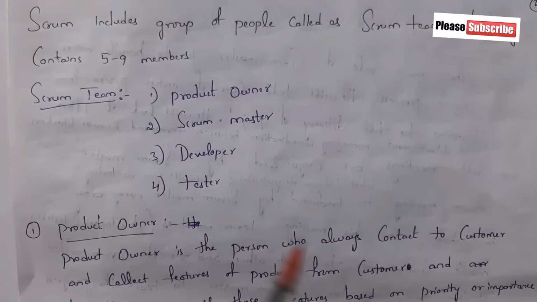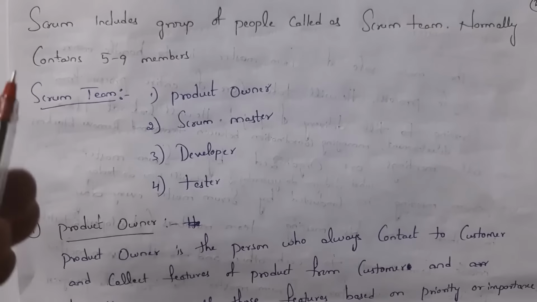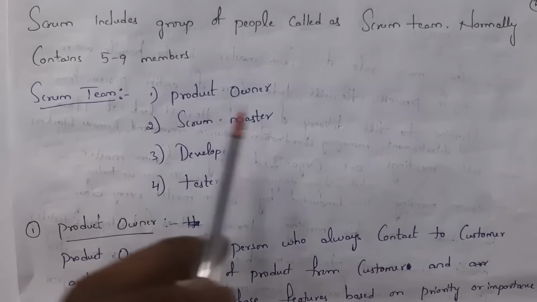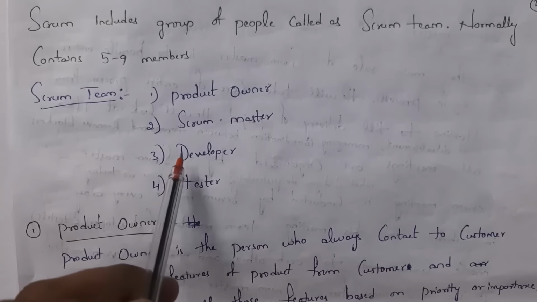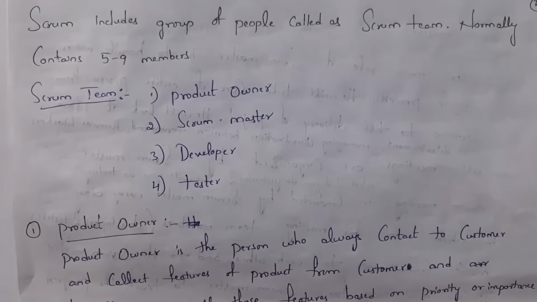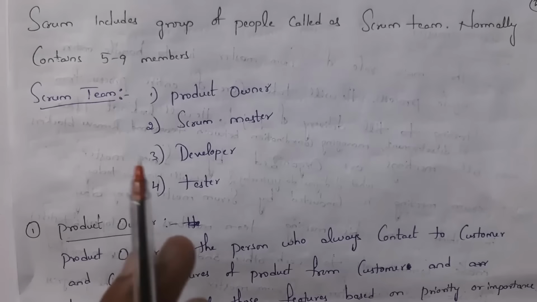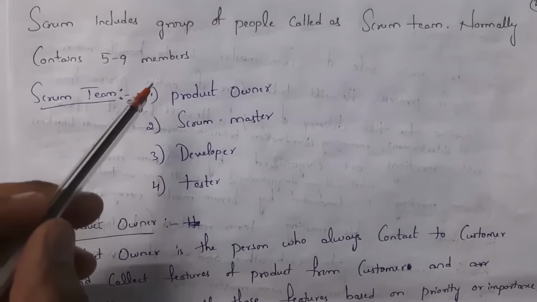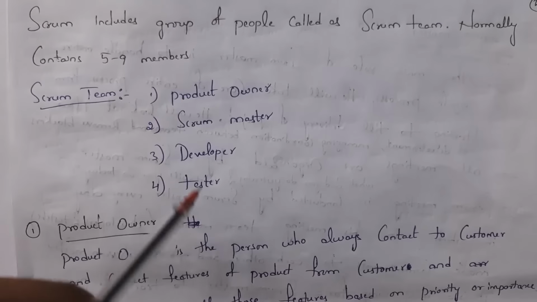For example, a software company wants to develop one software by using Scrum methodology. So that Scrum team must contain these employees: product owner, Scrum master, software developers and software testers. Approximately this team contains 5 to 9 members. This is the complete Scrum team. Now I will explain the role of the product owner, Scrum master, developers and testers in detail.